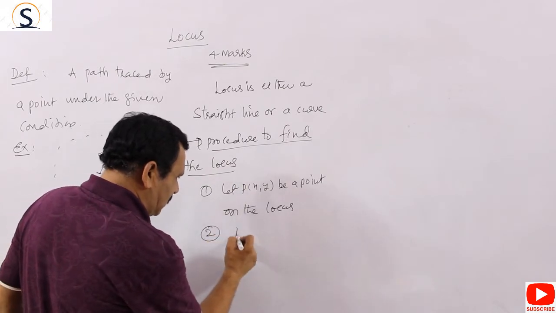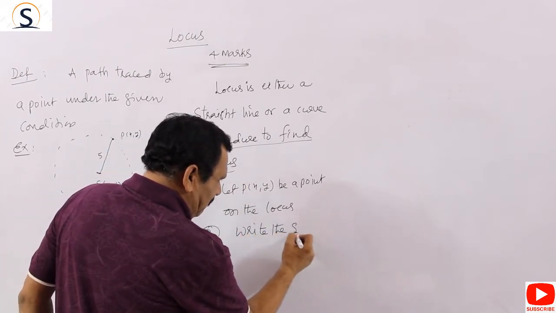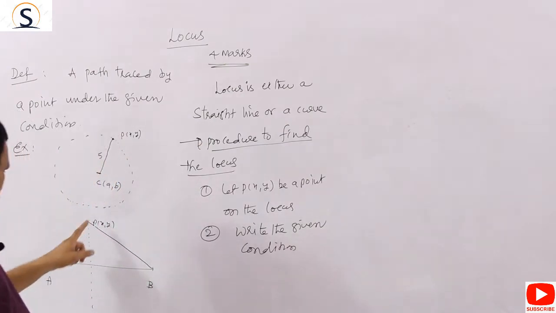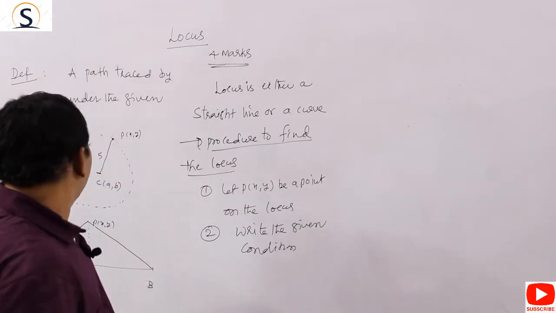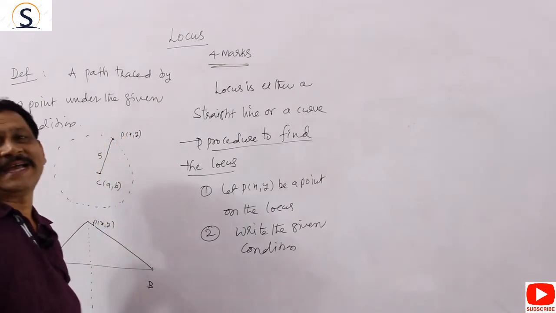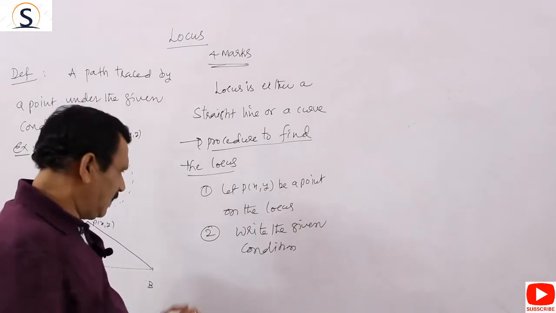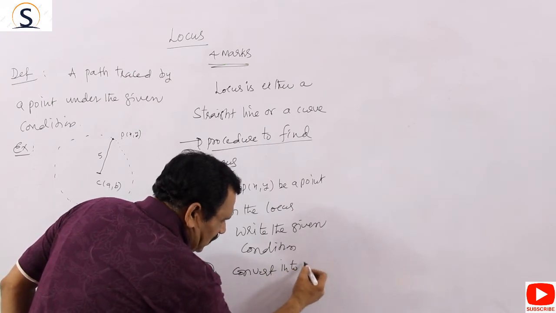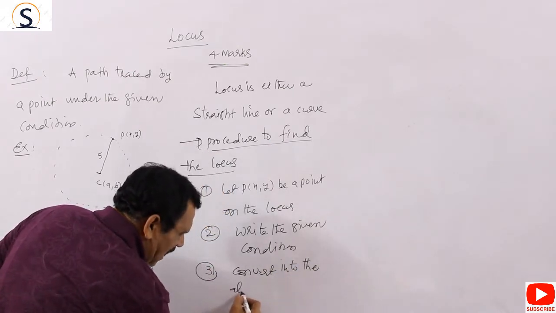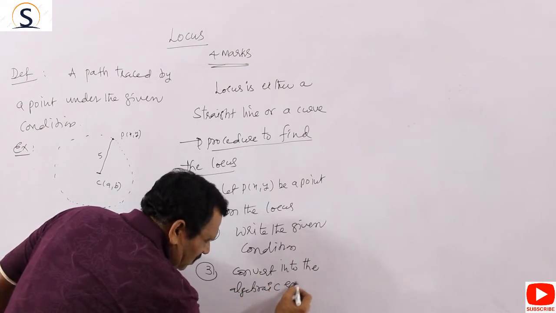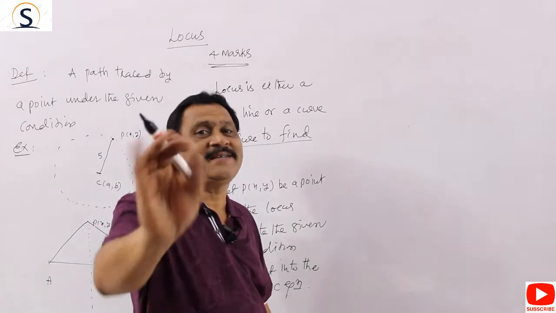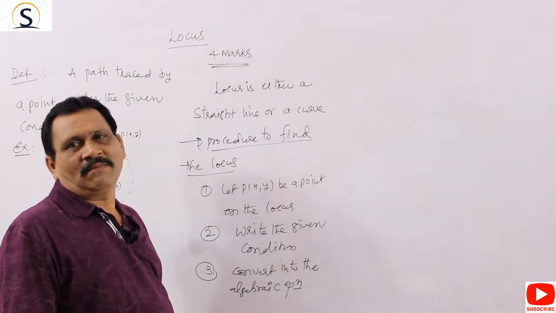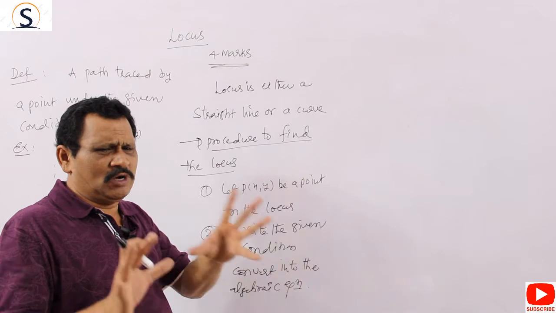Next, the second step is write the given condition. Like here, PA is equal to PB. This is the condition here. Next, in this, CP is equal to 5. This is the condition. So, write the given condition. Then, the third one is convert into the algebraic equation. That algebraic equation is containing x comma y terms and some numerical values. This is convert into the algebraic form. Okay, these are only the 3 steps in this total chapter.